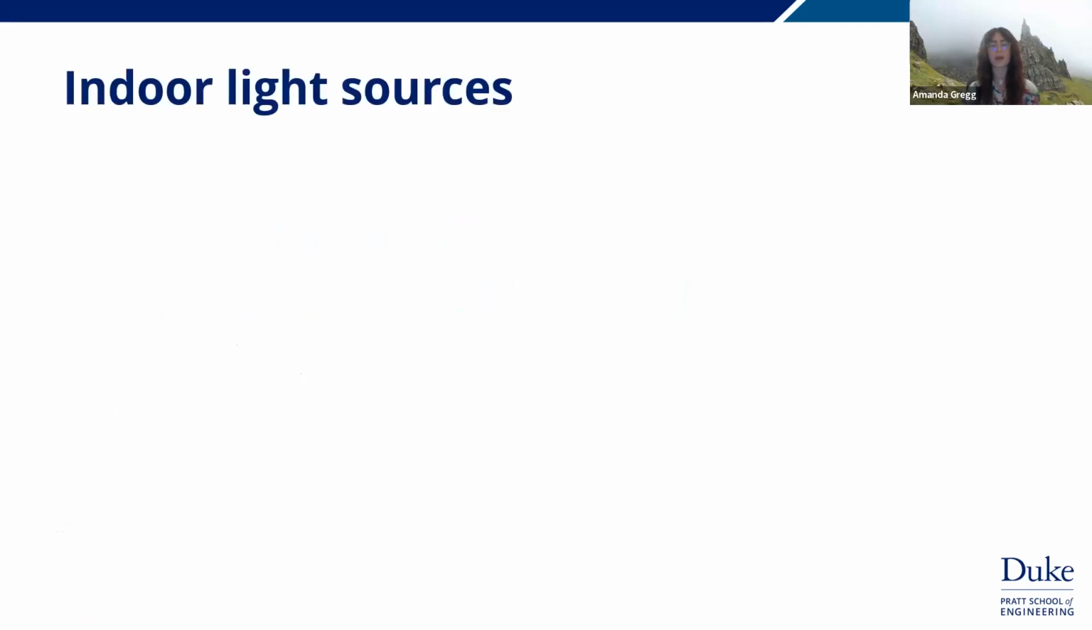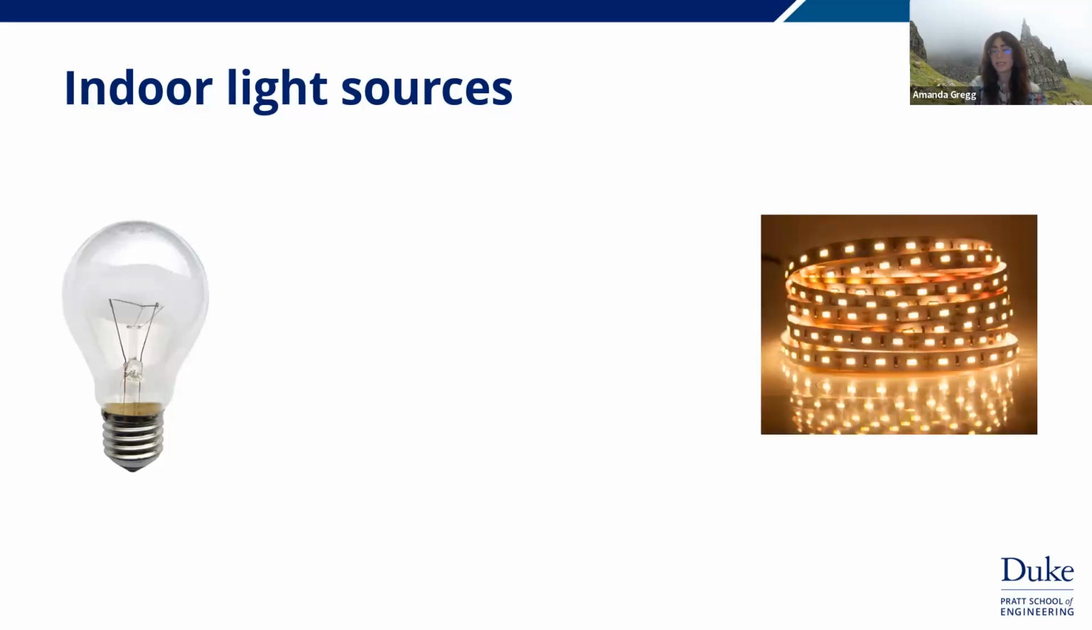But first, I want to talk about our current indoor light sources, beginning with the very familiar incandescent bulb. Incandescent bulbs are really well loved because objects, when viewed under them, are viewed very true to color. We call this having a high color rendering index, abbreviated as CRI. However, incandescent bulbs have been phased out due to their high inefficiency because most of the emitted radiation is lost as heat. So we now have LEDs.